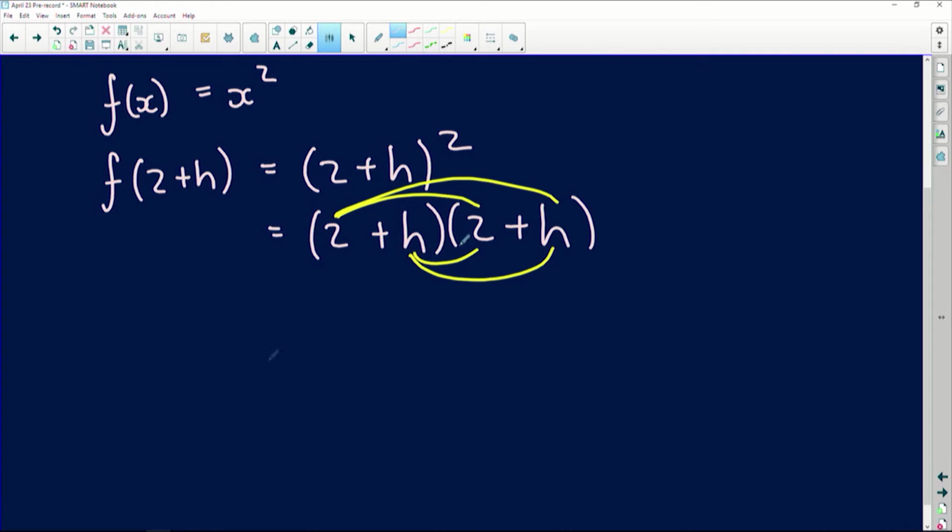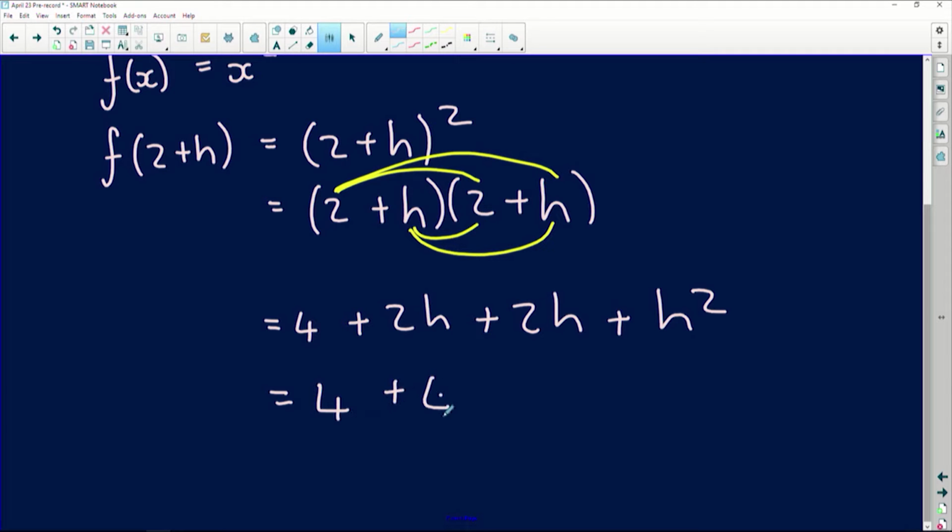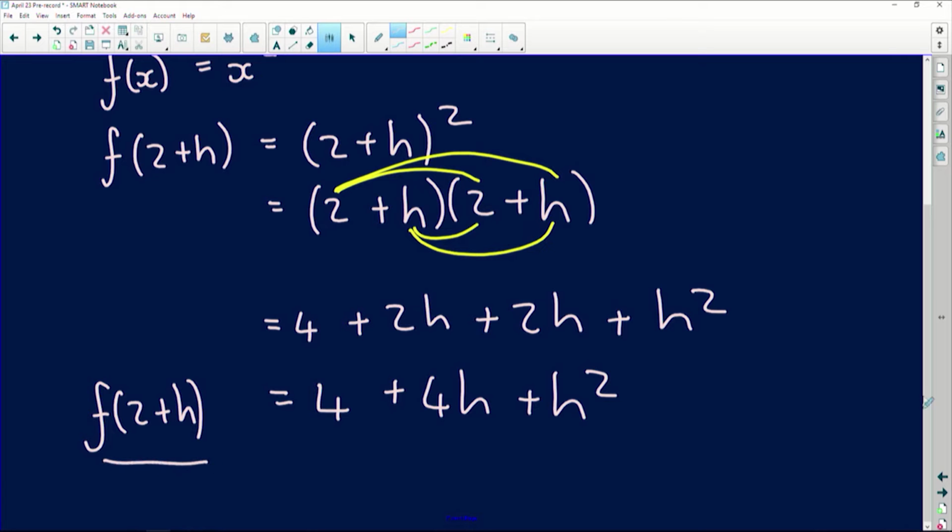So we have 2 times 2, which gets me 4. We have 2 multiplied by h, which gets me 2h. Again, I have h multiplied by 2, which gets me another 2h. And I have h times h, which is h squared. So if I simplify this a little bit more, I get 4 plus 4h plus h squared. Okay, so this over here is going to be my f of 2 plus h. So that's the first part of my equation.